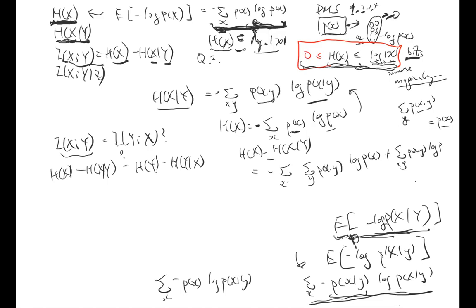The sum over x, y of p(x,y) log p(x given y). Then I can pull out these two summations, since it's the same measure, p(x,y), and then I have log p(x given y) minus log p(x), right? So I can write it as p(x given y) log p(x given y) over p(x), right? So this is the same as that one.